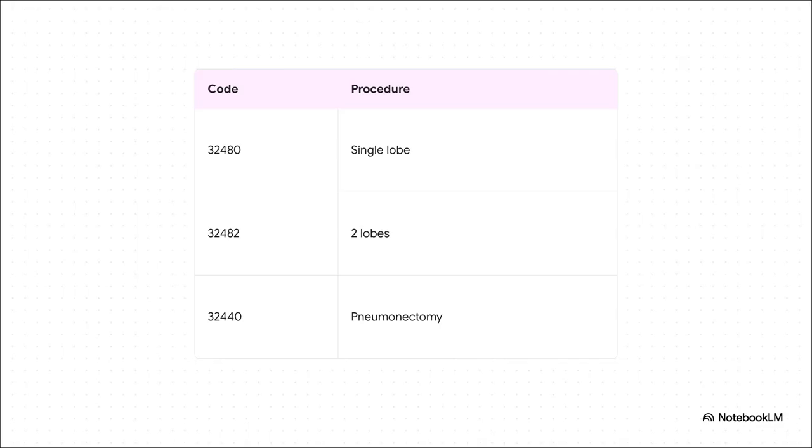Looking precisely at the code book, you've got to scale up your codes based on the exact anatomy removed. You report 32480 for one single lobe. If the surgeon takes out 2 lobes, let's say the middle and lower lobes on the right side, you'd report 32482 for a bilobectomy. And when the whole lung comes out, reaching the absolute top of our scale, you hit 32440 for the full pneumonectomy. Always let the volume of the tissue dictate your code.